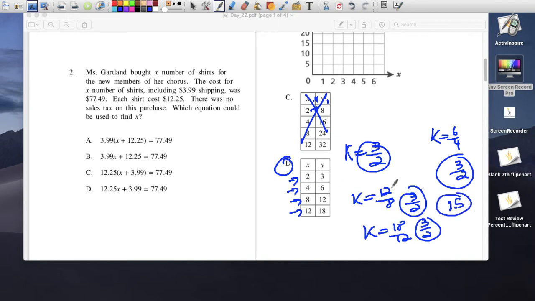And if you multiply, 2 times 1.5 is 3, 4 times 1.5 is 6, 8 times 1.5 is 12, and 12 times 1.5 is 18. So we know definitely it is D.